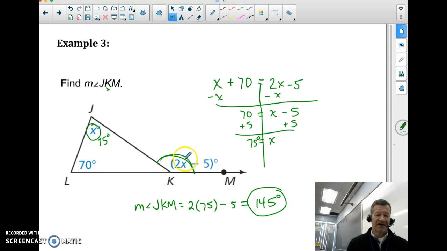The other way I could have gotten the answer is because I know this is 75, I know these two have to add up to this angle also, and 70 plus 75 would have also given me 145 degrees. And that's it for example 3.